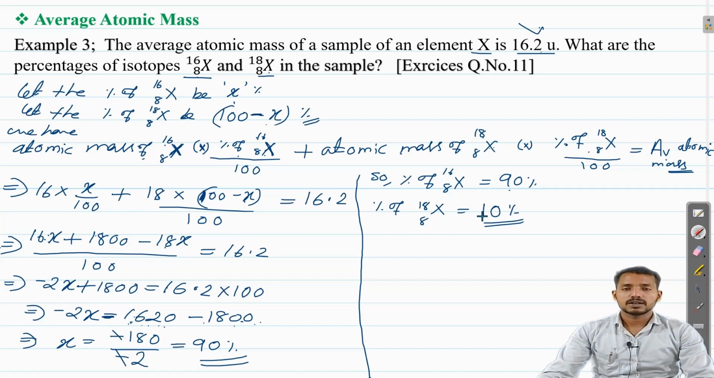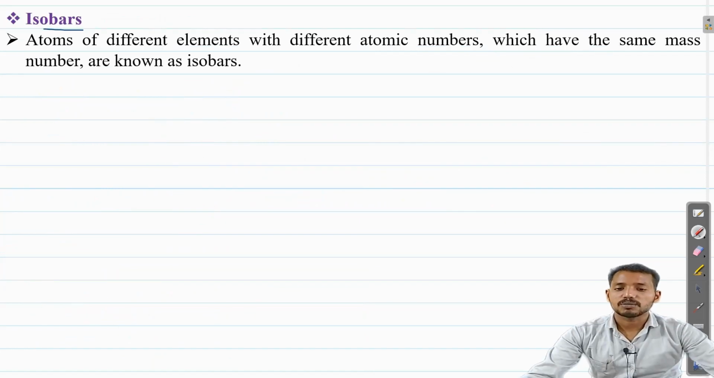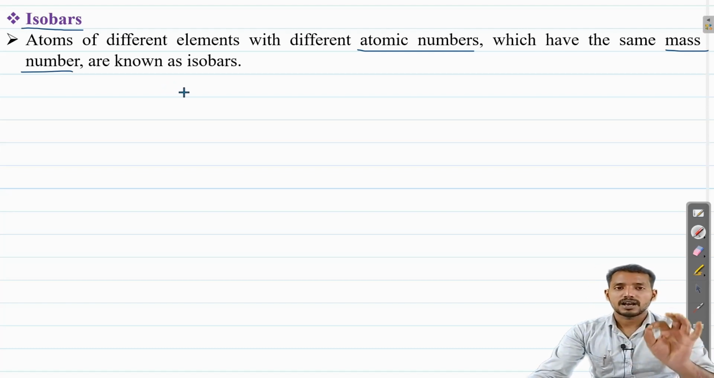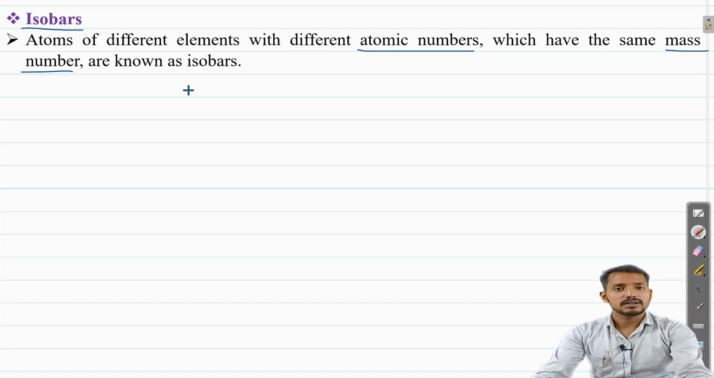important ones. So the last topic we are going to discuss is isobars. Atoms of different elements with a different atomic number but the same mass number are known as isobars. What are isotopes we have discussed? Isotopes are the atoms of the same element that have the same atomic number but a different mass number. Here it is just the opposite: different atomic number, same mass number. Clear? That is the difference between isotopes and isobars.